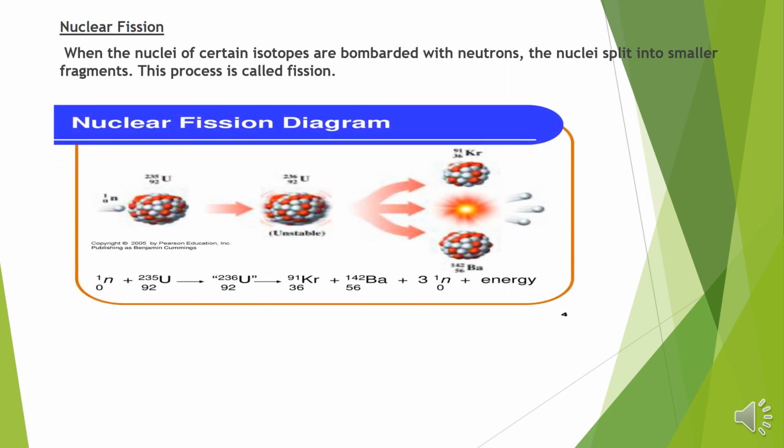The nuclear fission diagram: we have here the uranium, which has an unstable nucleus, bombarded with a neutron, neutron 0, 1. It will give uranium of mass 236, and this uranium is going to split into two nuclei. We have the Kr and the Ba plus 3 neutrons plus a great amount of energy.